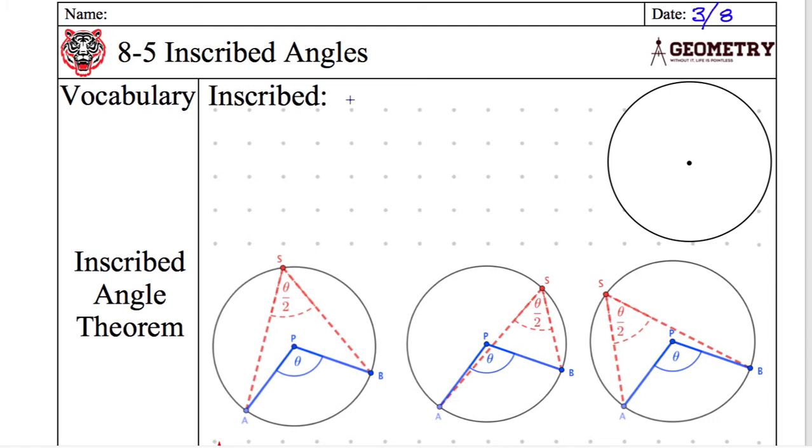What do I mean by inscribed? Inscribed means that the angle is attached, and I have my music going, is attached to the circumference.